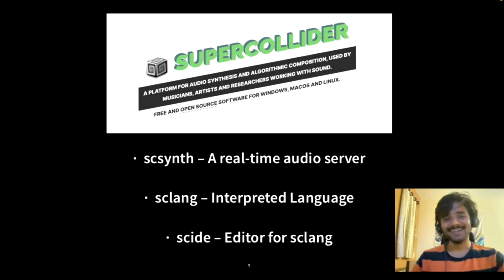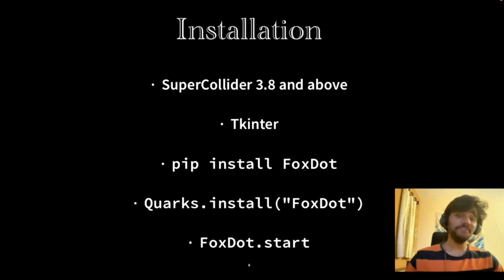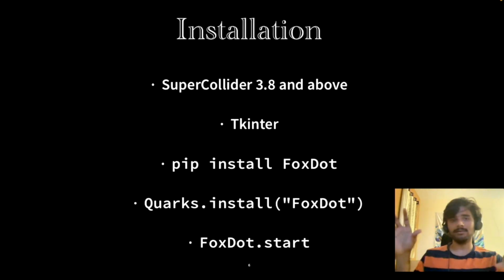Cool. So how do you install FoxDot? First, you need Python, which I'm guessing all of you already have on your laptop. Apart from Python, you also need Supercollider. So you just go on to the website, Supercollider /downloads, install.